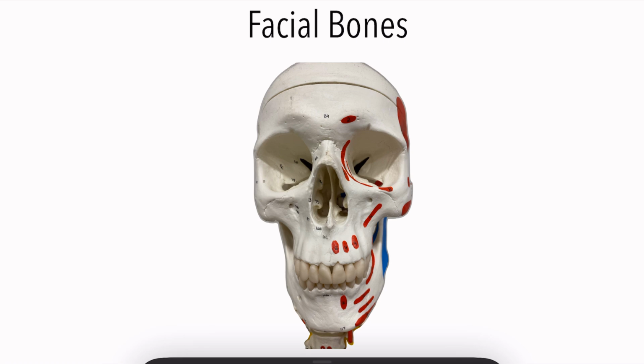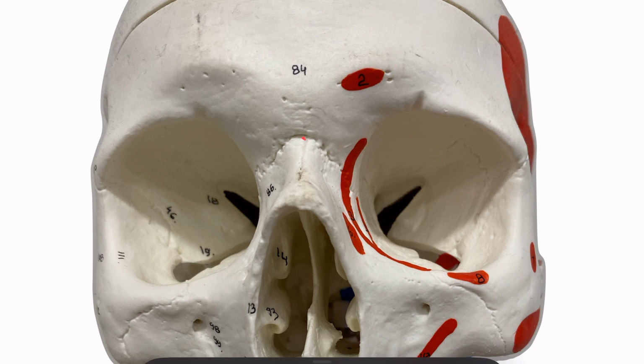So I'm going to start with the nasal bone. And we'll color that red. I'm going to outline it. It actually is a paired bone. So you see how there's going to be two parts to it. And you can see where the boundaries are.